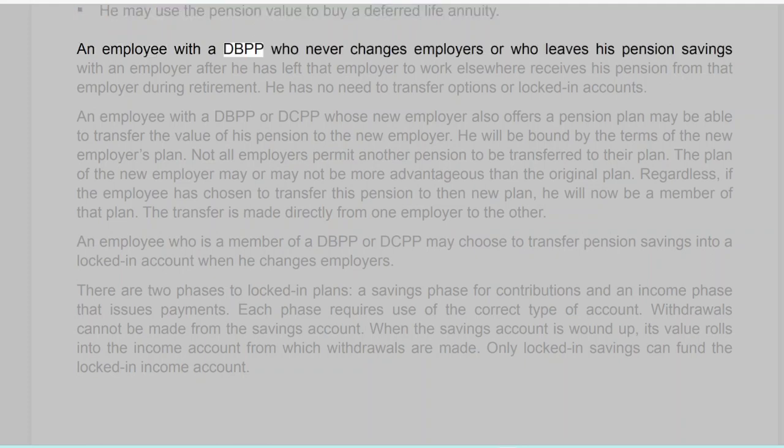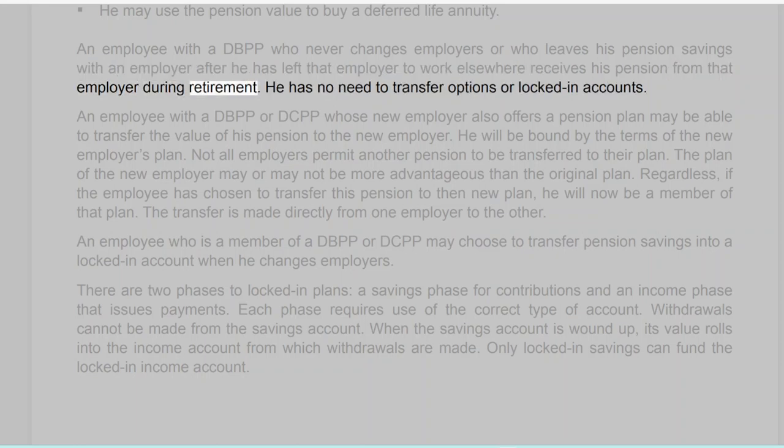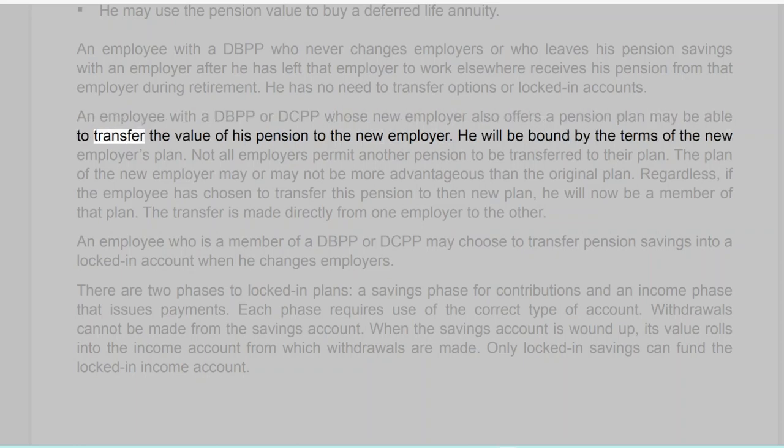An employee with a DBPP who never changes employers or who leaves his pension savings with an employer after he has left that employer to work elsewhere receives his pension from that employer during retirement. He has no need to transfer options or locked-in accounts. An employee with a DBPP or DCPP whose new employer also offers a pension plan may be able to transfer the value of his pension to the new employer.